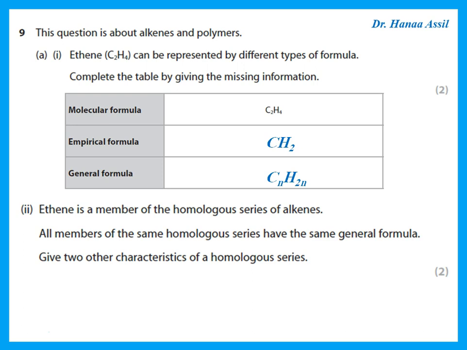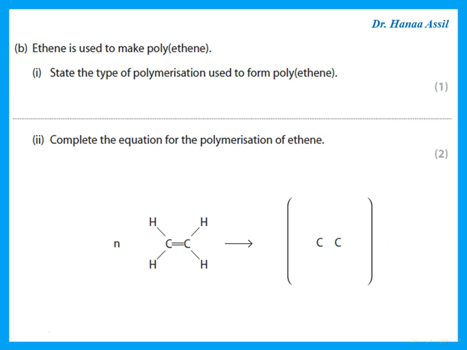Ethene is a member of the homologous series of alkenes. All members of the same homologous series have the same general formula. So he already mentioned that they have the same general formula. Now give 2 other characteristics of a homologous series. We said members of the same homologous series should have the same general formula and the same what? The same functional group and the same or similar chemical properties.